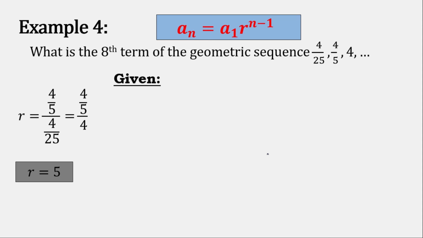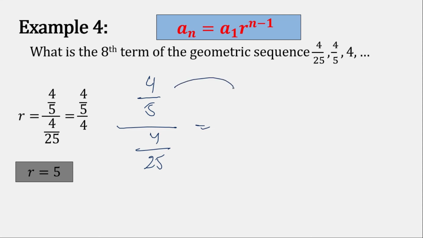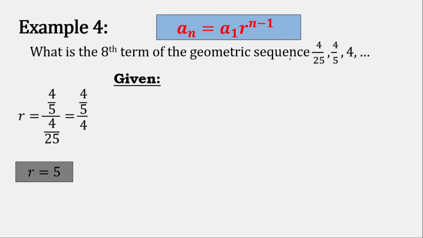Now for the given, again, I will try to discuss this first. So 4 over 5 divided by 4 over 25. All you need to do is to copy the numerator, that is 4 over 5, and multiply it to the reciprocal of the denominator. That's it. So cancel 4. Then 25 divided by 5 is equal to 5. So that is our common ratio. Now, having that said, let's have the following given.